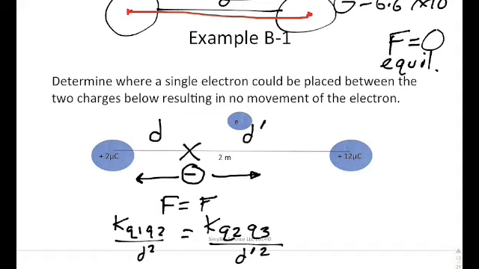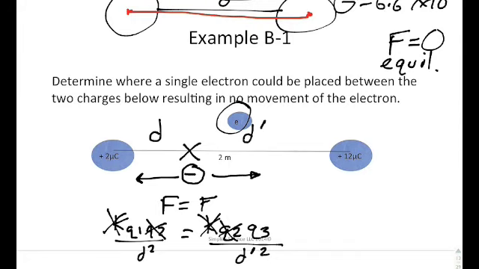So now if you notice, you actually have some common things in each one of these. You're doing this as an equality. You have K in both sides, so that'll cancel out. You have Q2, which is the value of the electron, in both sides, and it cancels out.